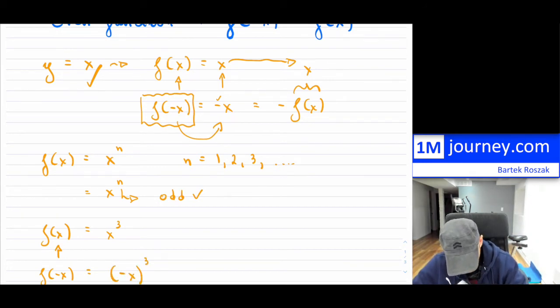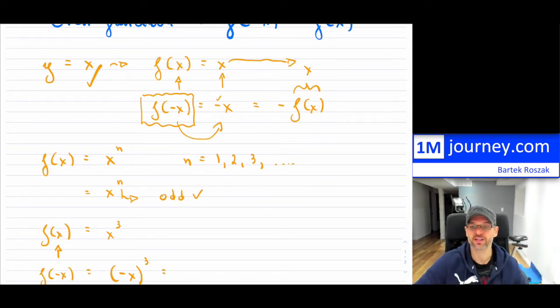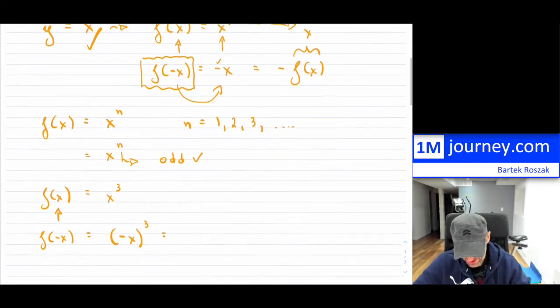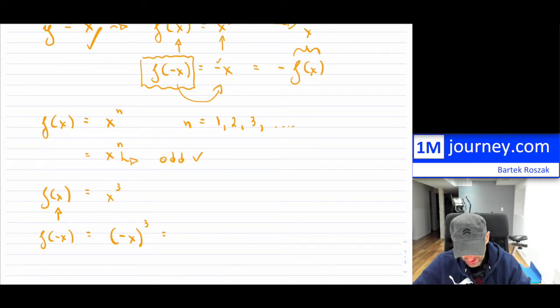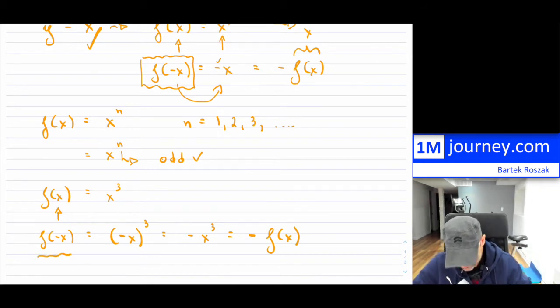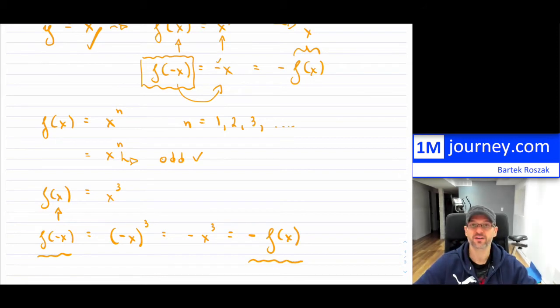But what does this equal? Well, the 3 works on the negative, right, that you see there. So that's going to be just a negative, because negative 1 cubed is still negative 1. And then I get my x cubed back, which is just the negative of my original function. So we have f of negative x is equal to negative f of x, our original function. And that's what makes it odd.